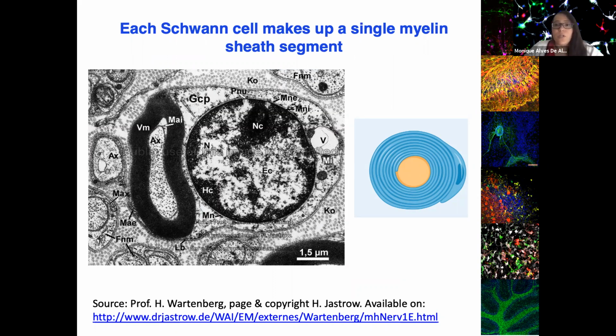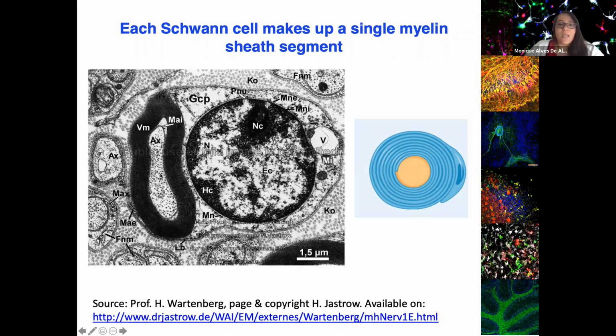An important characteristic of Schwann cells is that each of them makes up a single myelin sheath segment on a peripheral axon, such that numerous Schwann cells are needed to myelinate the length of one axon, which is in contrast with oligodendrocytes, which form myelin sheaths for multiple axons. In the same way, the compact myelin sheath insulates the axon segment, significantly increasing conduction velocity.